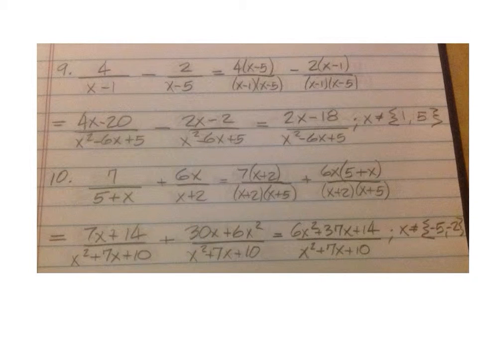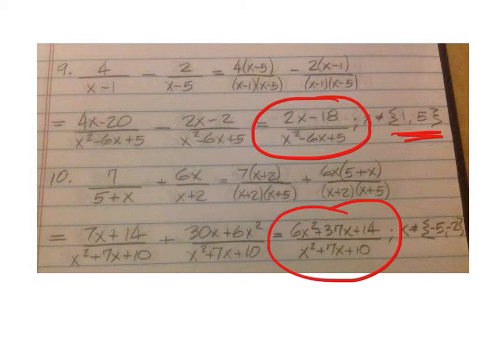For number 9, 2x minus 18 over x squared minus 6x plus 5. Excluded values are 1 and 5. And for number 10, 6x squared plus 37x plus 14 over x squared plus 7x plus 10. And then negative 5 and negative 2.